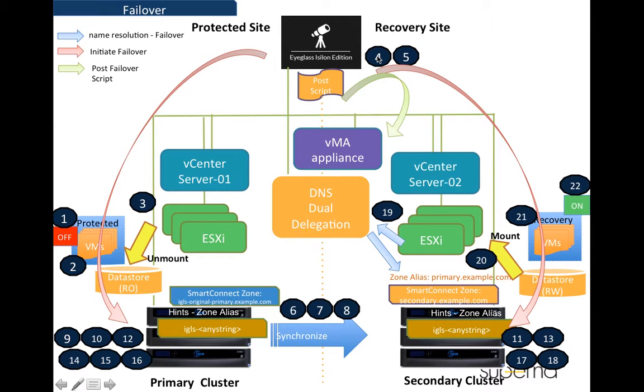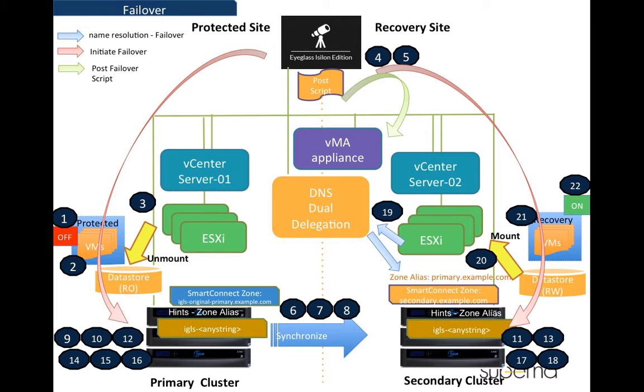Process number 4 is to initiate failover. In this demo, we will show an example of using the Eyeglass API to initiate this failover process. Processes number 20, 21, and 22 are the post-failover steps. The Eyeglass failover job will execute the post-failover script by communicating with the VMA appliance to mount the NFS data store, add the VM to the inventory, and then bring the recovery VM up and running.